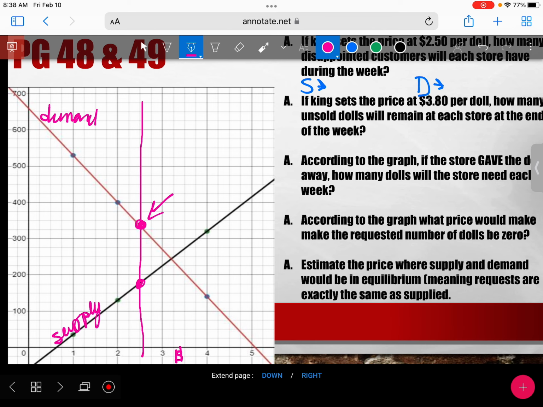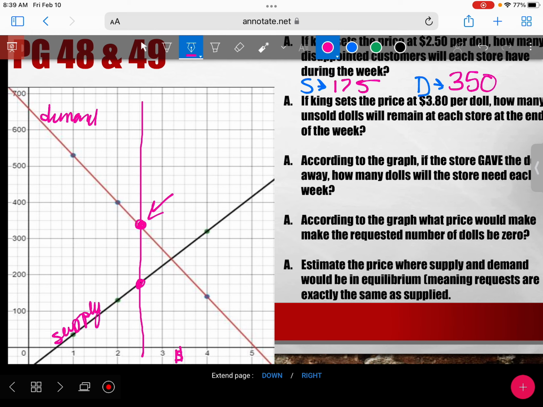350-ish. Maybe it's slightly less. Maybe it's 320. Maybe it's 355. We don't really know. We're reading and we're guessing a thing. But I am cool with us using 350 right now. How many dolls does the store get? What is their supply? 175-ish.